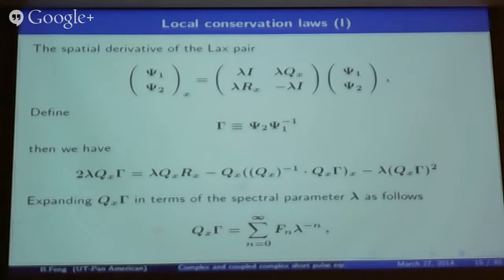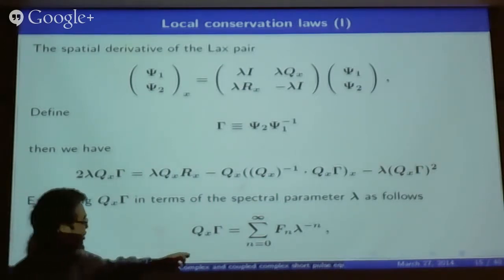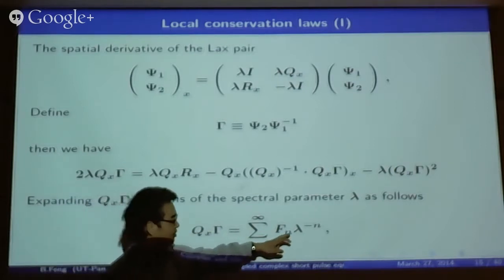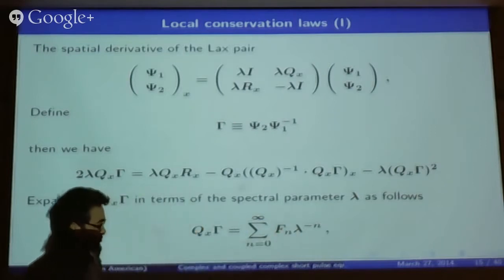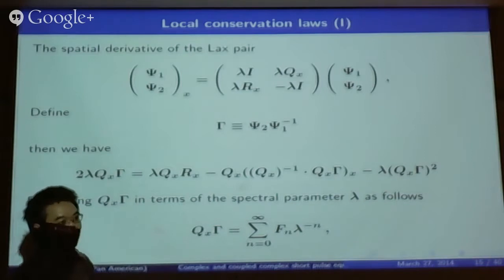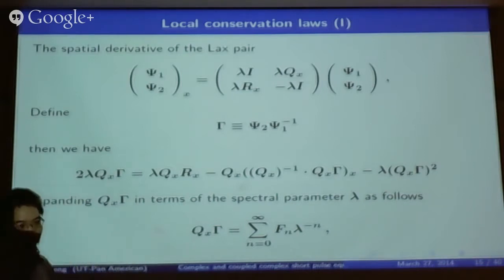To find the conservation laws, we just need to expand gamma in terms of a series in lambda. The coefficients in that series, f sub n, for n equals 0, 1, 2, 3, and so on, will give the conservation laws of this system. This is pretty standard, but this is local. The local conservation laws just include derivatives of the physical quantities. On the next page, I'm going to show non-local ones, meaning the conservation laws have integral terms.